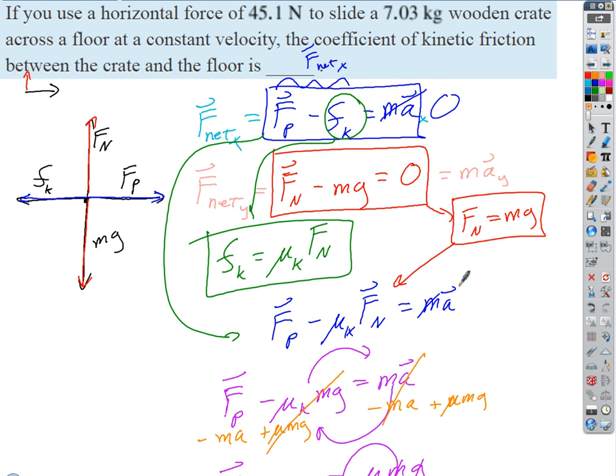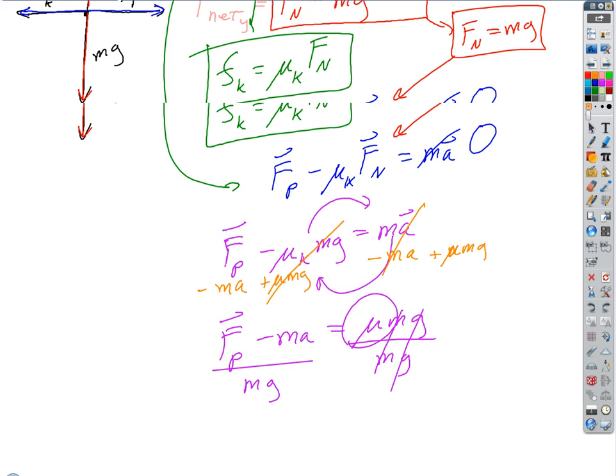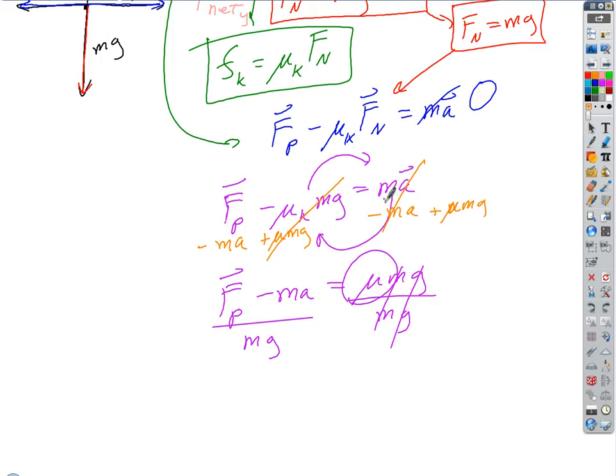So we didn't even need to do all that stuff. It would have been easier. But it's still going to work, because now we just plug in zero for the acceleration, so it's just the push divided by the weight, which is equal to the coefficient of friction. That's it. That's a lot easier, and it takes literally no calculator.